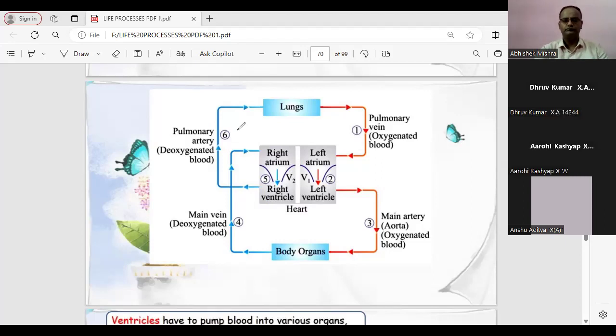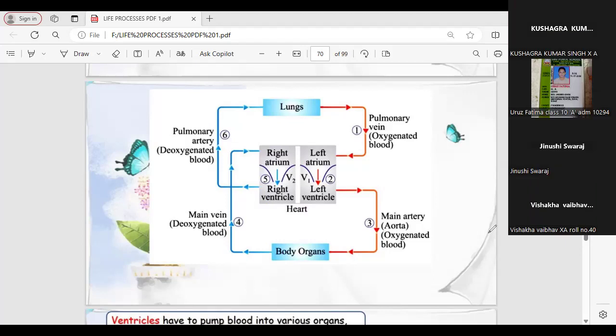Sir, can you repeat the question? Course of blood circulation through the human heart. How the blood is moving, the oxygenated, the deoxygenated. Is it a problem for you, Arohi? If there is any problem, have you understood? Okay. No problem.